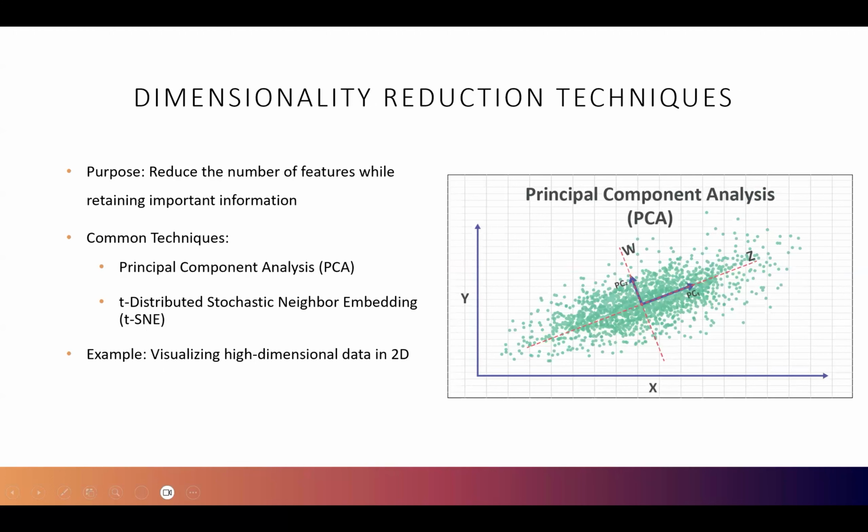One of the tools that are helpful when it comes to unsupervised learning is dimensionality reduction techniques. The main purpose of dimensionality reduction techniques is to reduce the number of features while maintaining the important information. For example, here on the graph on the right, this is an example of something called principal component analysis. So in this example, you have two variables.